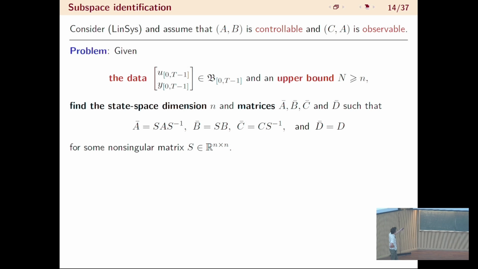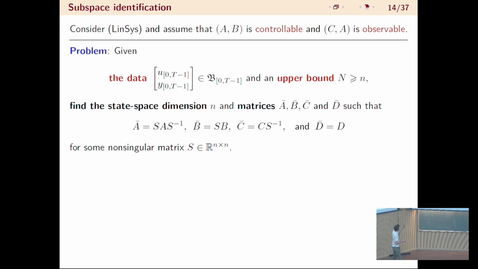In addition to the data, we also have an upper bound on the state space dimension of the system, meaning we have this number, capital N, that is larger or equal to the actual state space dimension. This is a data-driven context, so we do not assume that the matrices A, B, C, and D themselves are known. So we don't even know their size, so we don't know the size of the matrix A. But we do assume that we have this upper bound on the state space dimension.